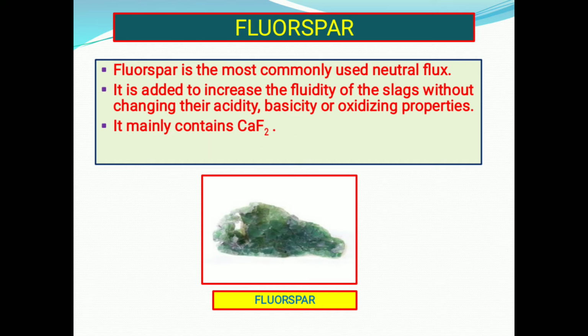So, what is the introduction to fluorspar? It is a commonly used neutral flux. Neutral flux means it cannot change the properties of the slags. It mainly contains calcium fluoride. You can observe a picture of fluorspar here.